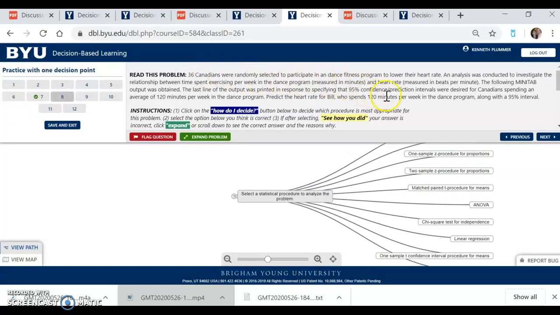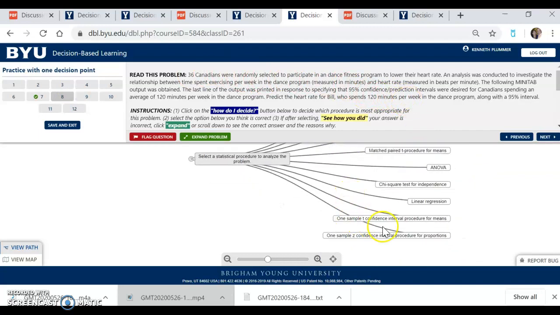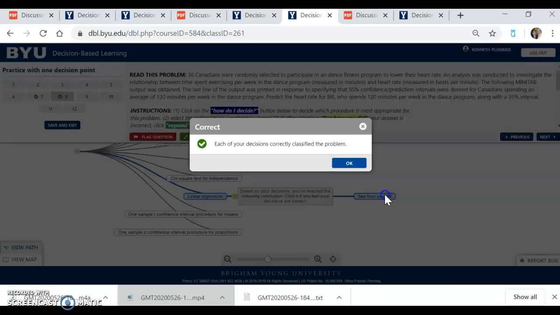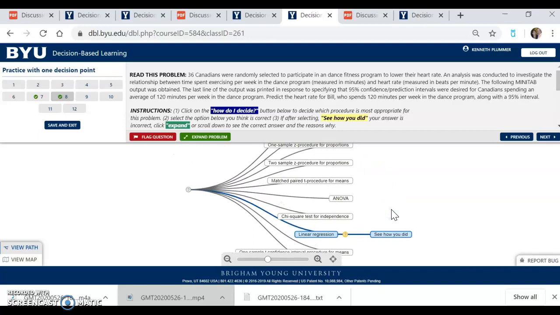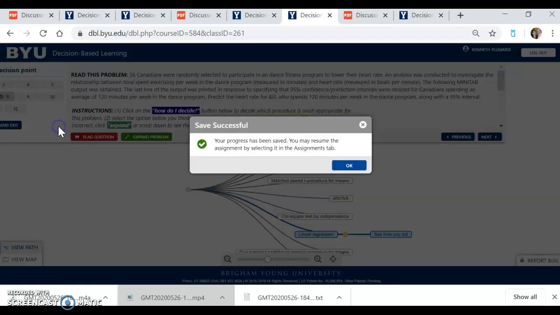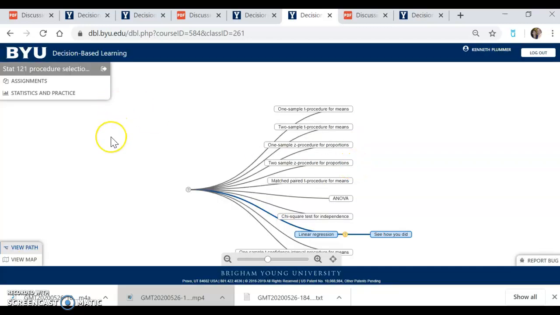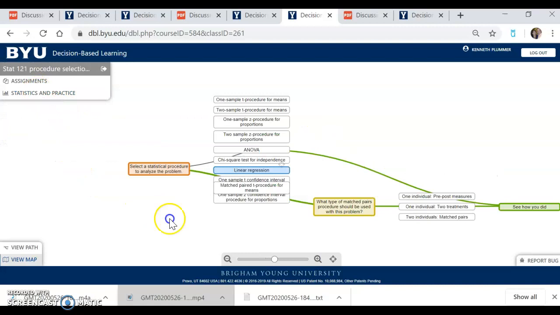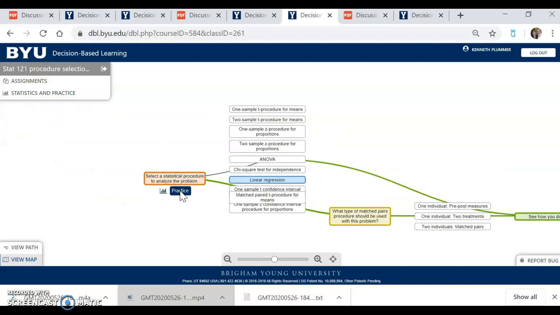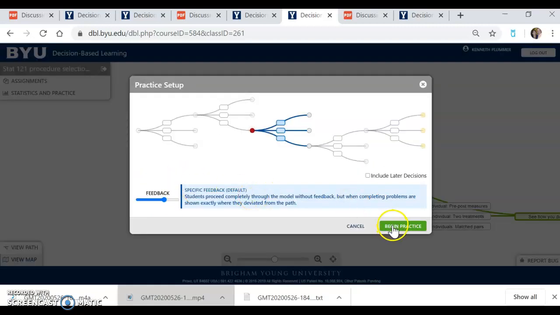And the students read through it and basically decide. I think that's a linear regression. I just saw a clue in there. And okay, very good. Now the students also, not only can they have this practice experience with the mini model, but they can also, if they click statistics and practice, practice using flashcards.